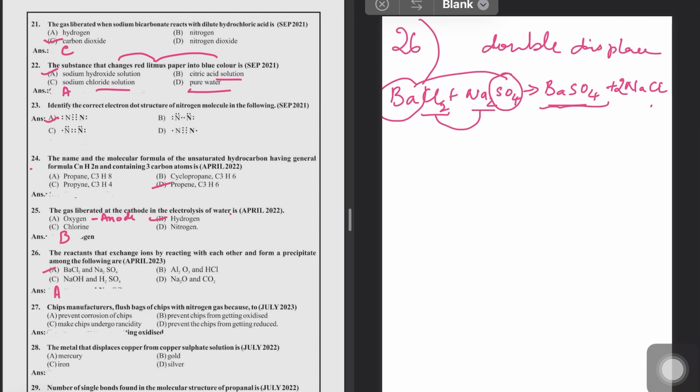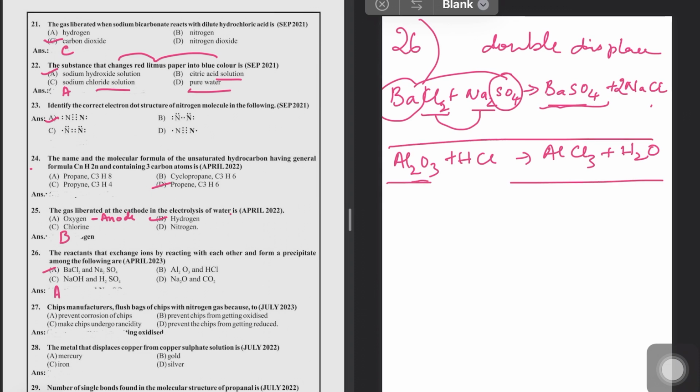What will happen when Al2O3 reacts with HCl, hydrochloric acid? Aluminium chloride, AlCl3, plus water is formed. It is in the liquid form, no precipitate is formed. If at all you want me to balance this equation, we'll upload a separate video. Let me know in the comment section.